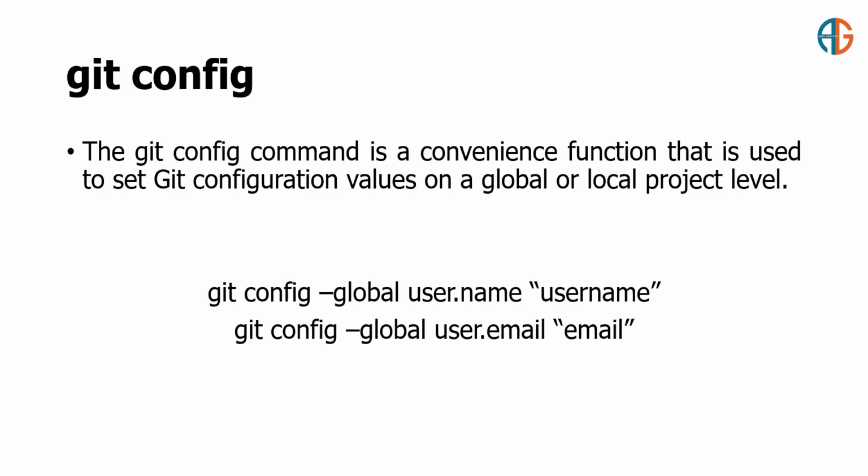Then config. In order to set a configuration value for the local repository as well as the global repository, we use the config command. The syntax is git config --global user.name followed by the username which you have created for your GitHub, and the email ID which you have registered for GitHub. That has to be used here.